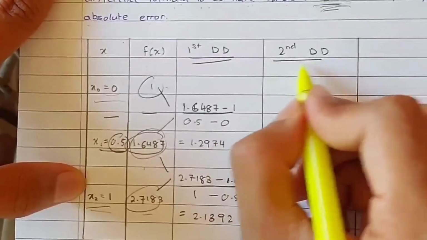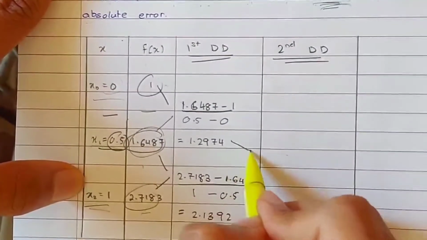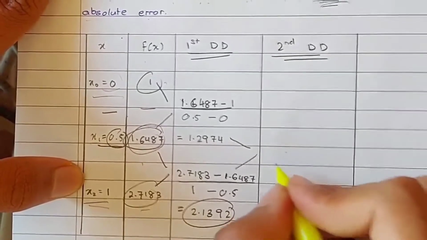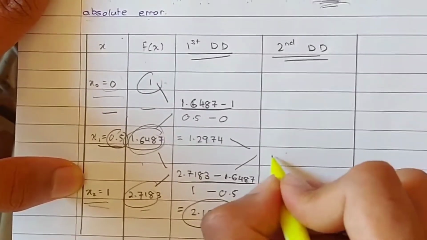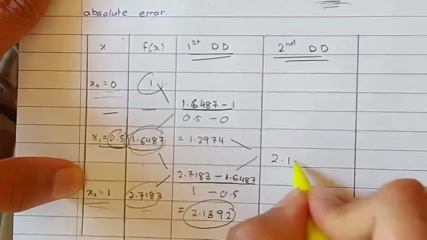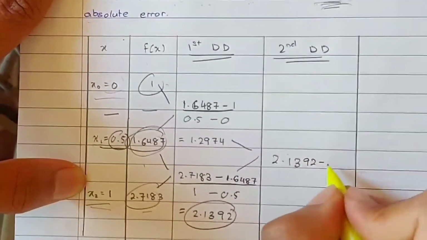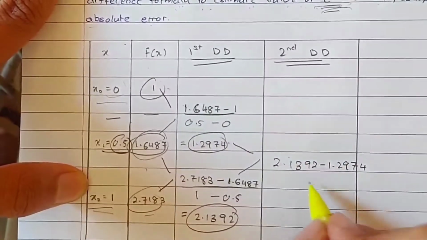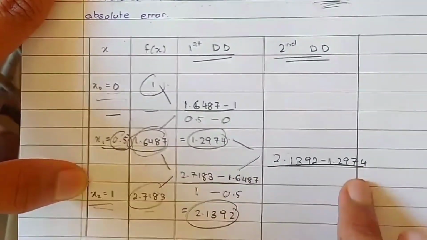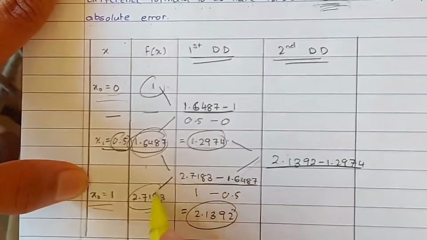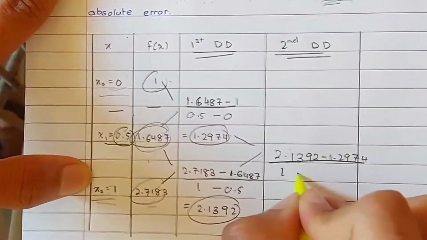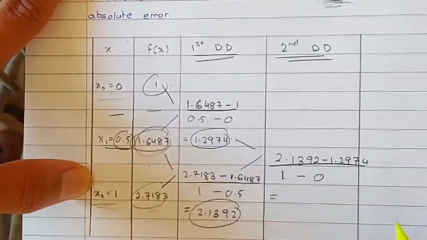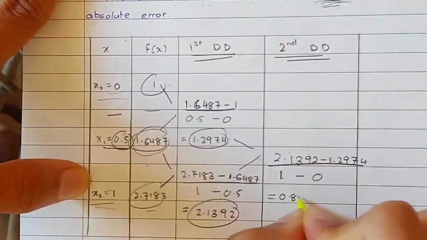So after we obtain the two values, we can compute the second DD, whereby 2.1392 minus 1.2974 divided by 1 minus 0, and we obtain 0.8418.